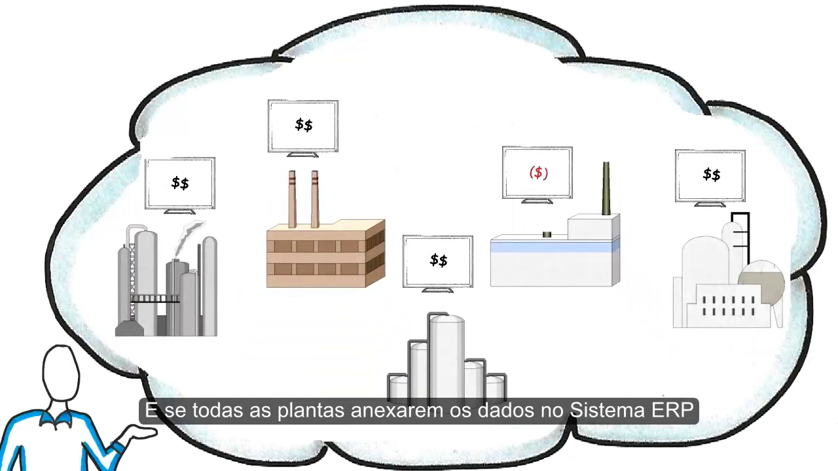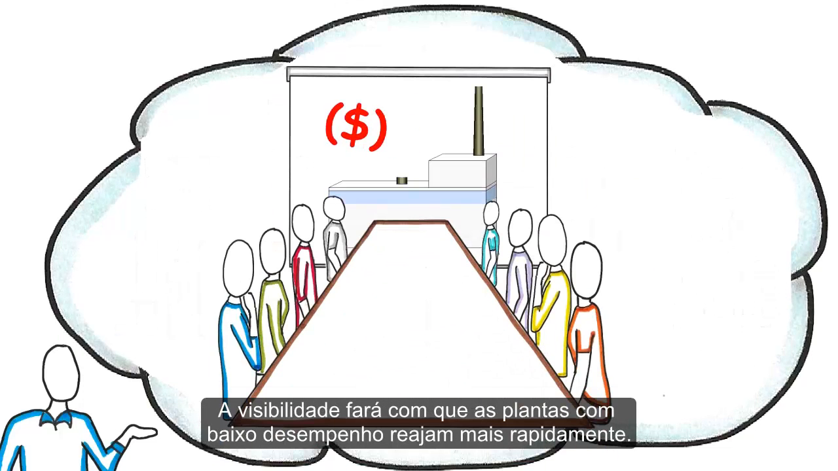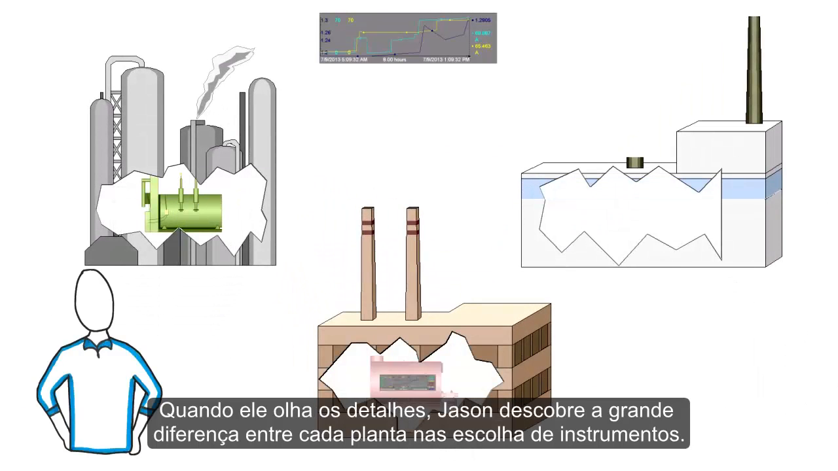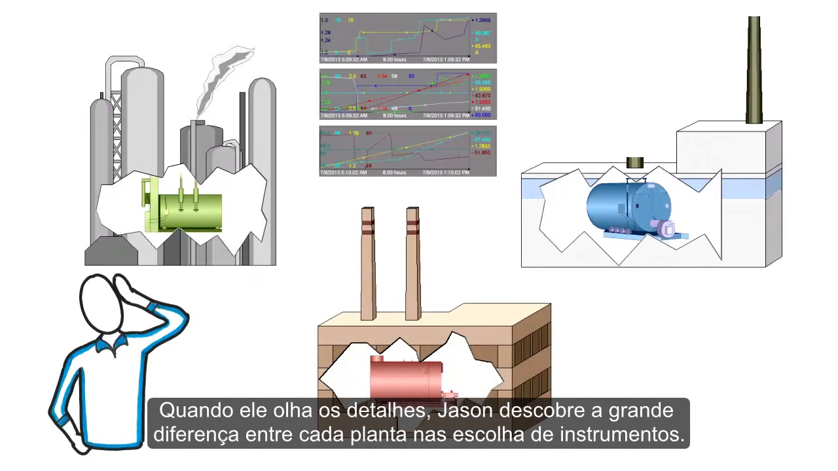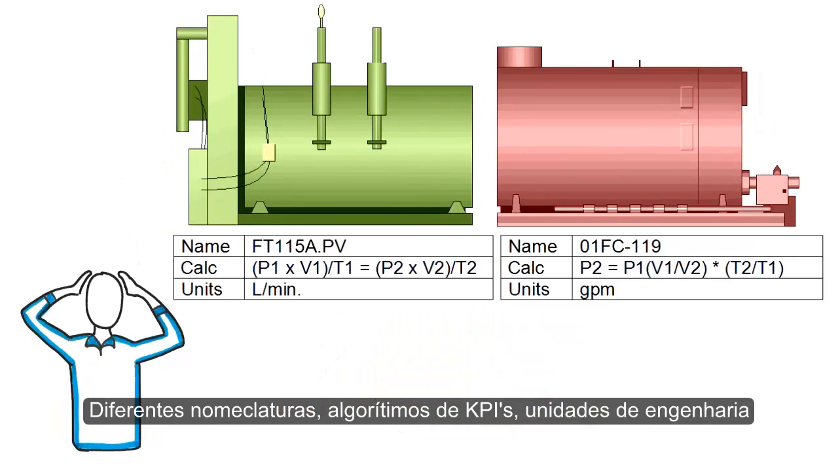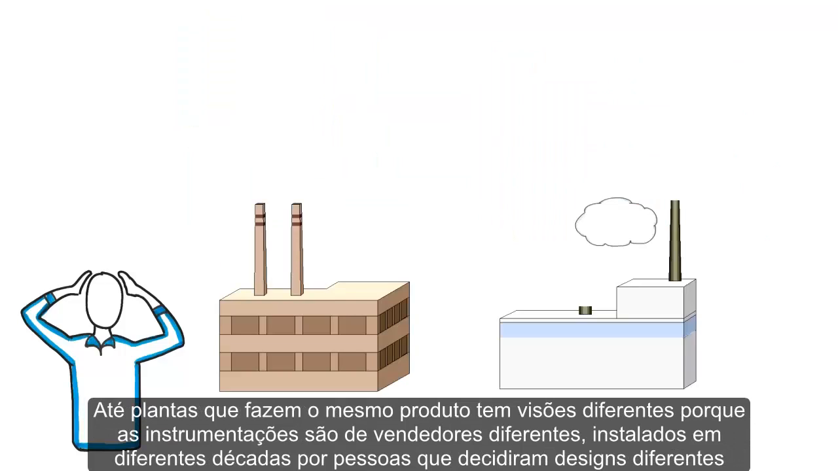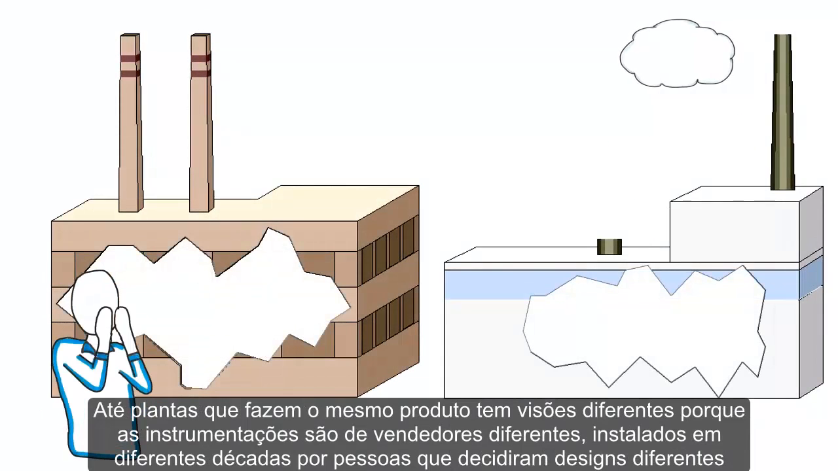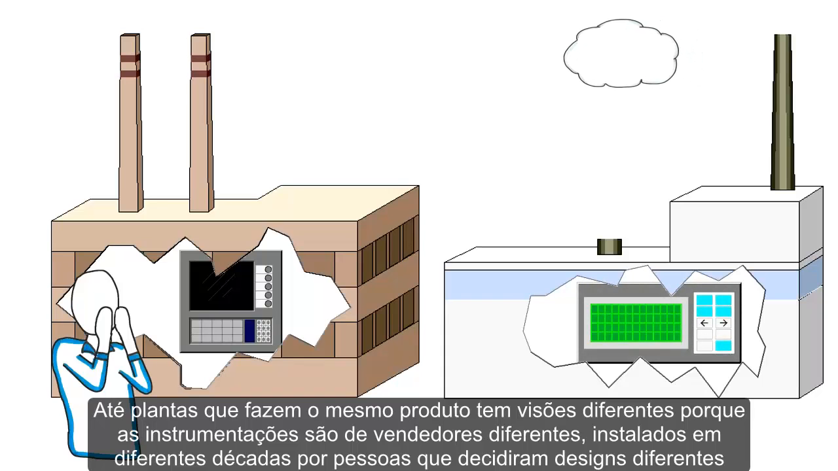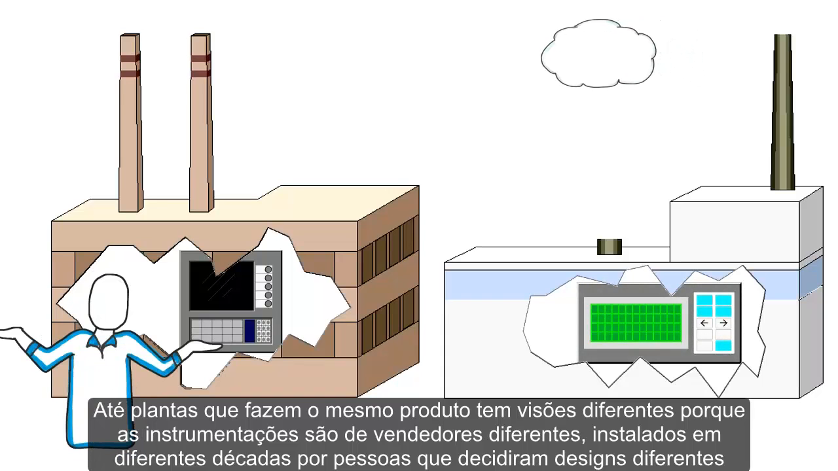And if all the sites everywhere tied their data into the company ERP system, the visibility would make local sore spots react more quickly. But when he looked into the details, Jason discovered big differences in what each site had chosen to instrument. And other differences too. Different naming conventions, KPI algorithms, engineering units. Even the sites that made the same product had completely different views because the instrumentation was from different vendors installed in different decades by folks who made different design decisions.